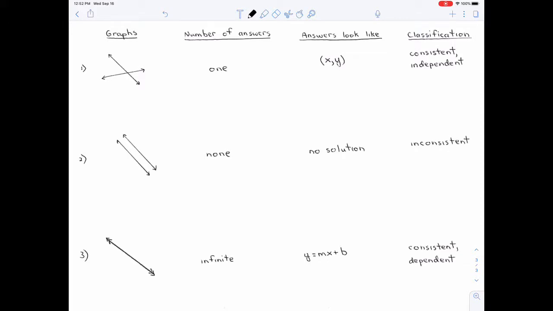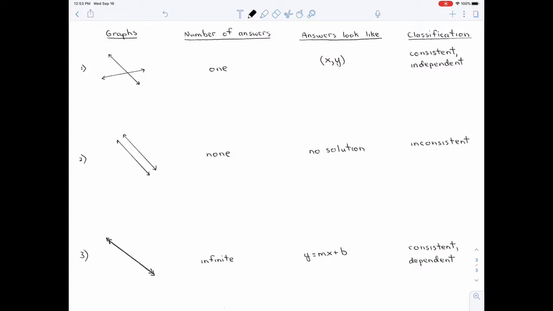Okay, what's the second possibility? They're parallel, in which case, where do they cross? They don't. So how many answers are there? There are none. And what do you write for the answer? No solution. Nothing makes both of those statements true. So again, when something weird happens, think, okay, could it be this? And that's called an inconsistent system.